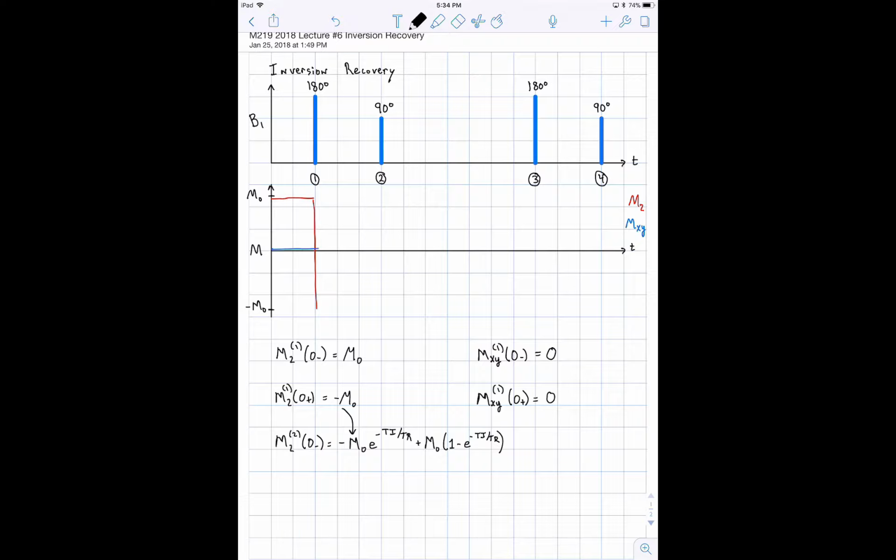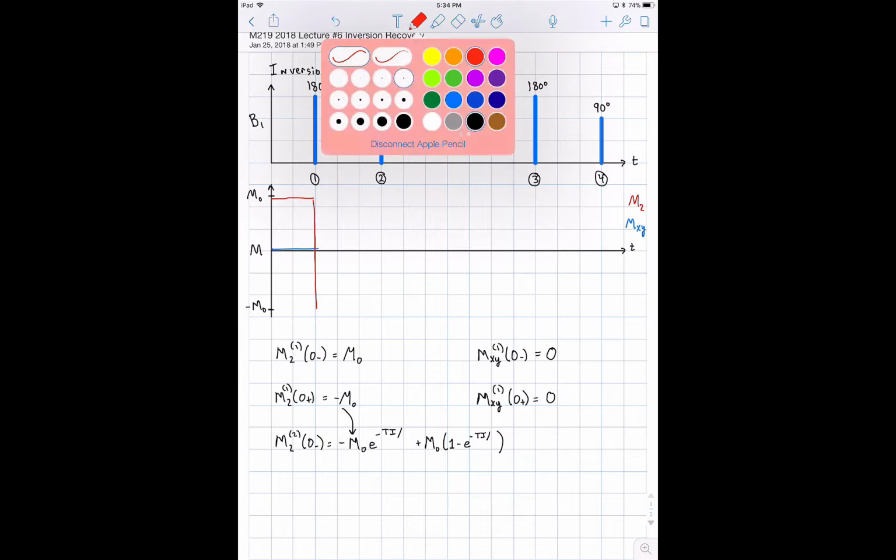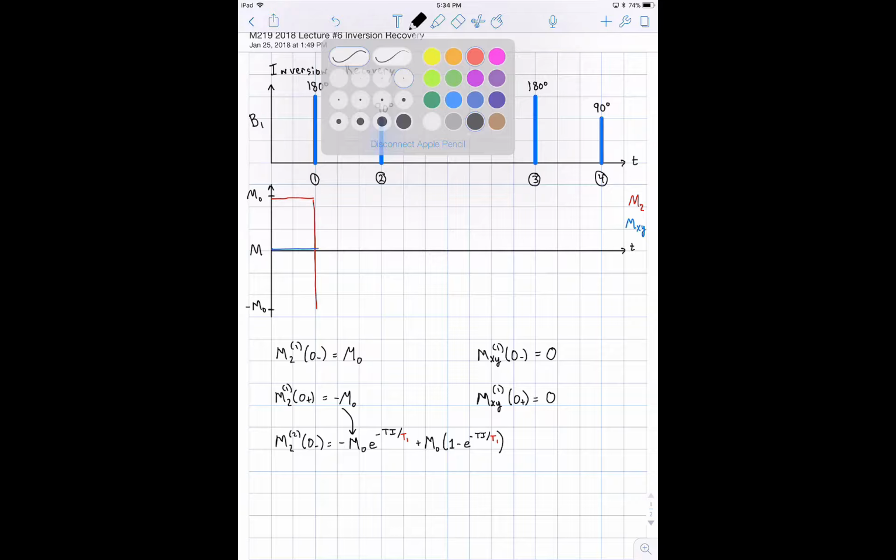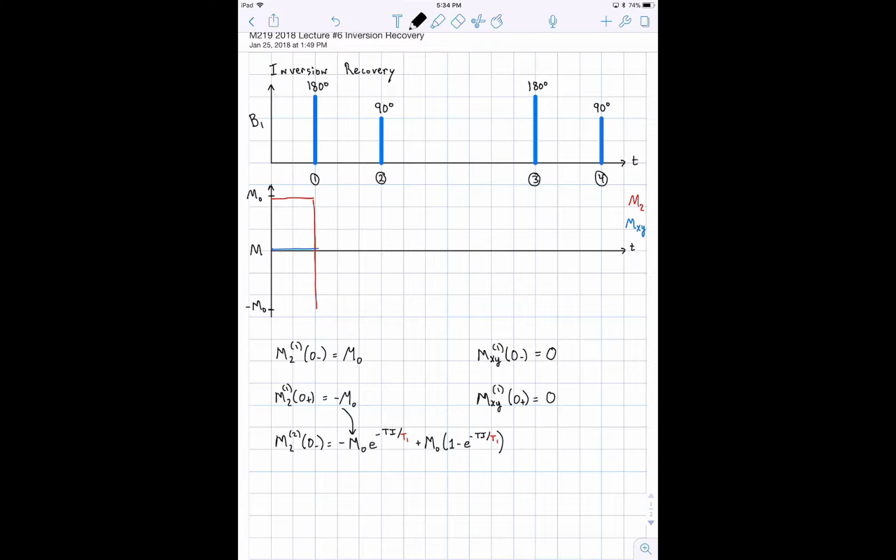Yeah? So there's some M naught terms that... Sorry, yeah. So here I'll do this, this should be T1. Right? So that's what happens to our MZ magnetization. There's some M naught terms that we can combine there, right? And so I can tack that down. You saw this in your first homework assignment as well. So you have an M naught times 1 minus 2E to the minus TI over T1.